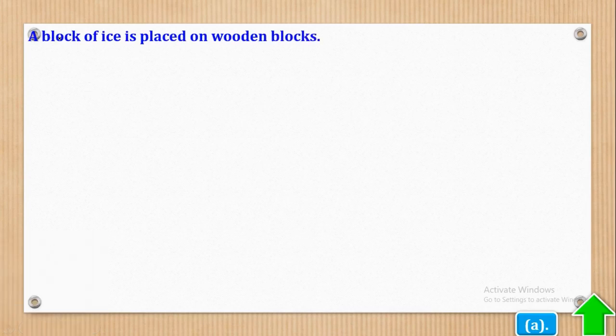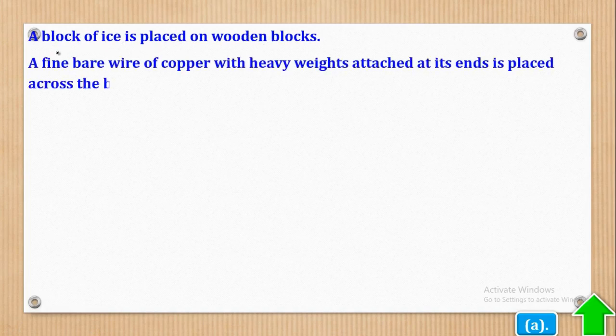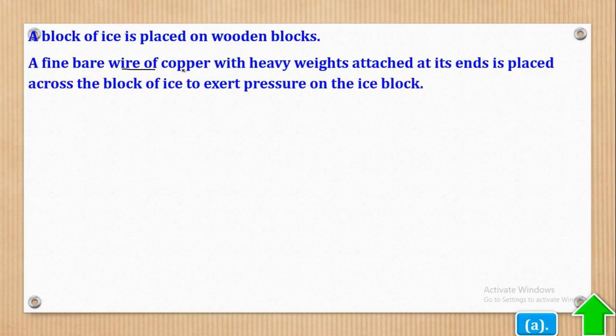So here I shall say that a block of ice is placed on wooden blocks, as we saw in the diagram. Then after that we shall say that a fine bare wire of copper with heavy weights attached at its end is placed across the block of ice to exert pressure on the block. So the heavy weights are to increase the pressure. Remember, we are dealing with effect of pressure on melting point of ice. So that was the procedure.